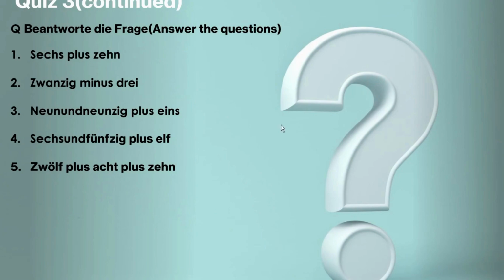So how you solve this is, let's say if I have a number, eins, that is 1, plus zehn. So 1 plus 10 is equal to 11. So first you can convert into English. Now what is 11 in German? It is elf. So like this, you have to attempt the questions.